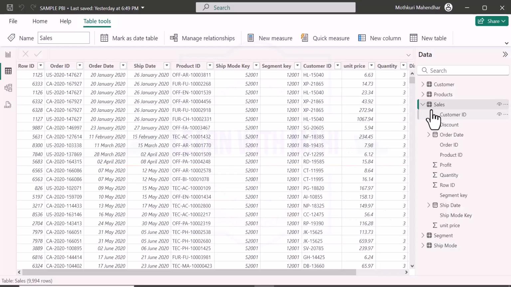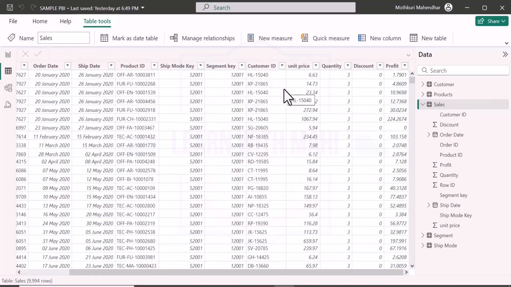Let us consider the sales table as an example of a fact table, which contains all the foreign keys like product ID, ship mode key, segment key, and customer ID. Along with foreign keys, it contains unit price, quantity, discount, and profit of that particular product.